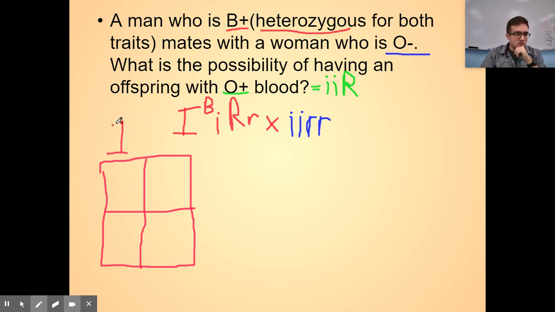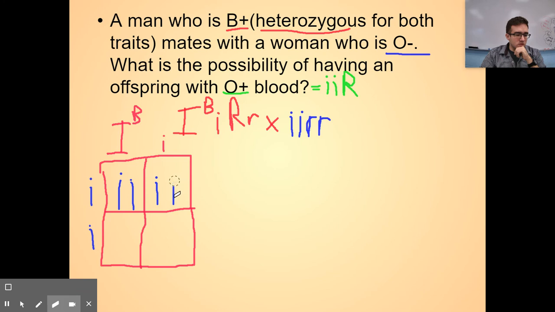So dad's I^B i. Mom is little i. So we do that cross. Whoops, let me erase that. Let me just draw down that little i there. Actually, I messed up this one in square. There we go. Sorry. Boom, boom, and bring down the B.